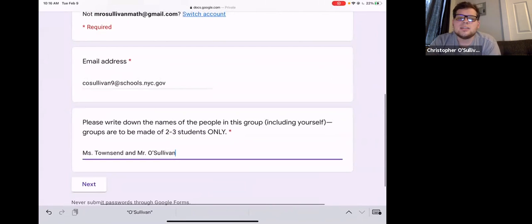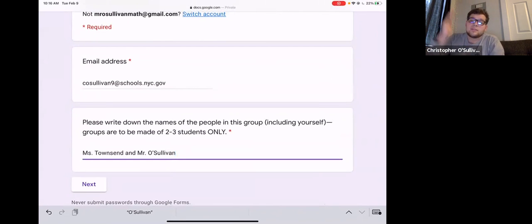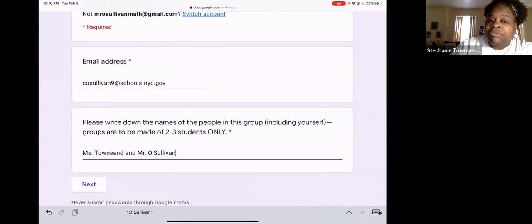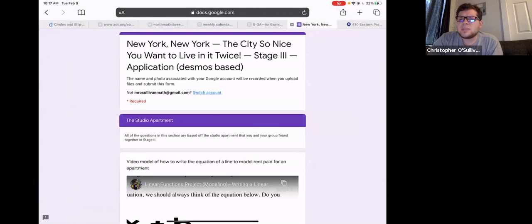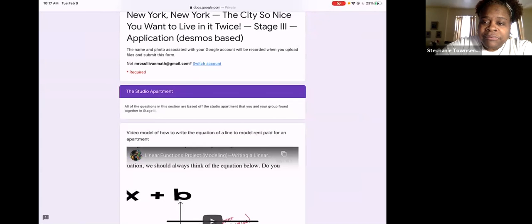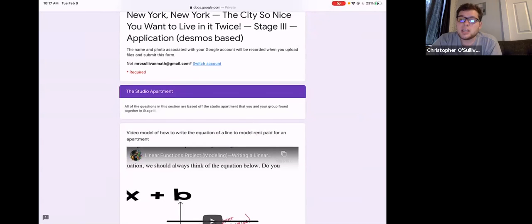This form is going to look a little differently than the other forms. It's going to be very chunked. So it's not going to be like, we're going to do our studio, then our one bedroom, then our two bedroom. It's going to be, this page is for the studio, this page is for the one bedroom, this page is for the two bedroom. But Ms. Townsend, what are we doing today? We're only modeling the studio. Why are we only modeling the studio? Because they have to do a one bedroom and a two bedroom. It's the same process. It is the exact same process.